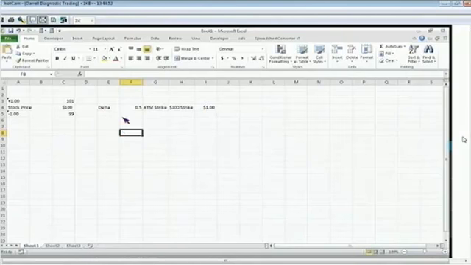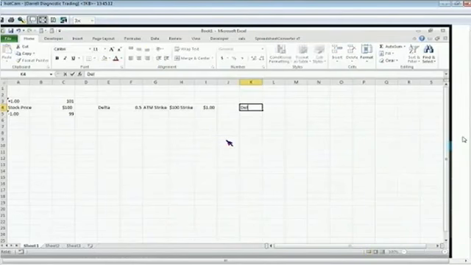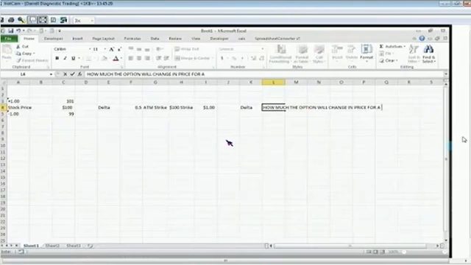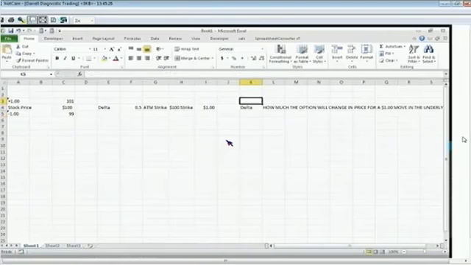Anyway, so delta of 0.5, and we got the at the money strike, $100 strike, $1. What happens when the stock moves up $1? Well, if the delta is 0.5, what is delta? Delta is, again, how much the option will change in price for basically a $1 move in the underlying. Okay, so if the stock went up by $1, my delta is 50, then my option should actually increase by, let's just say this was a call.